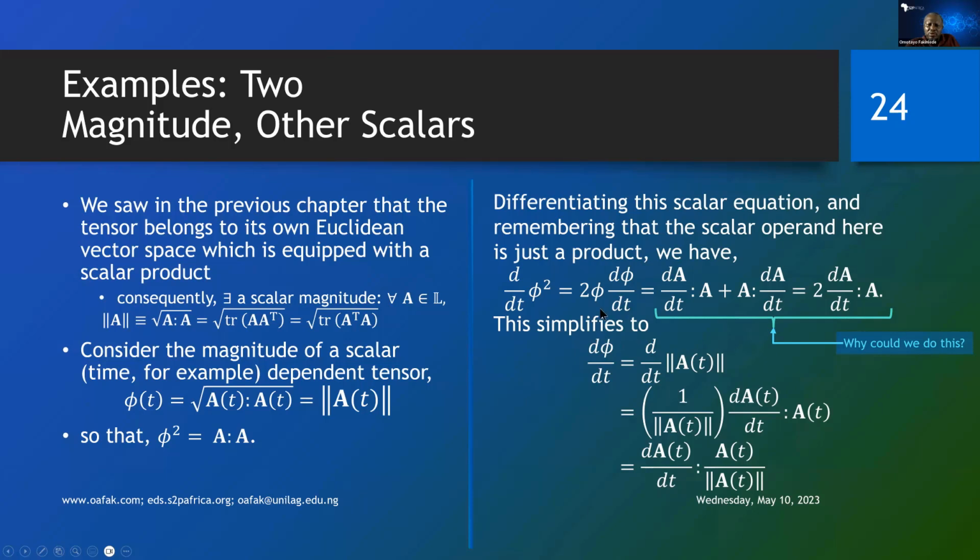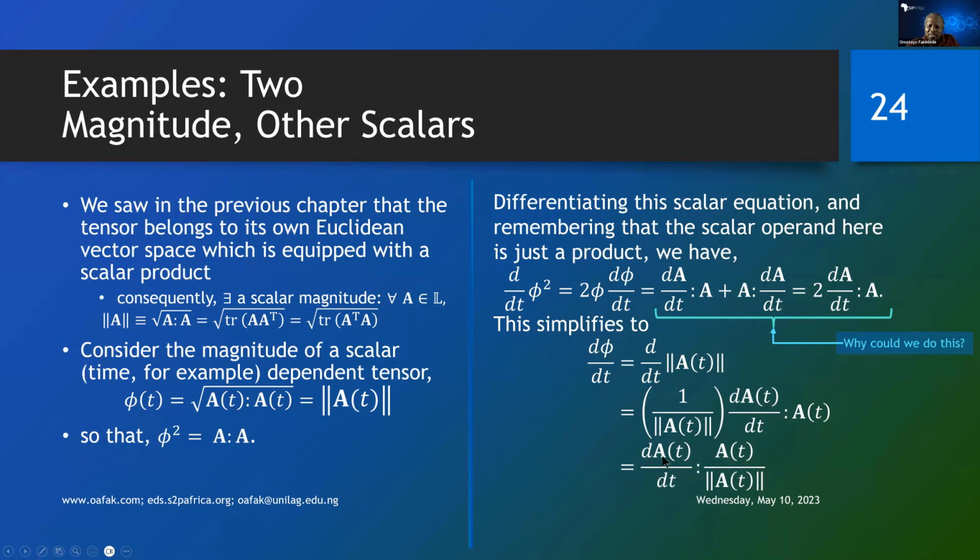And this means that you can now say that d phi dt is simply 1 over phi, which by definition is just the magnitude, 1 over phi times dA dt inner product A. Because this quantity here is a magnitude and it's a scalar, it doesn't matter where you put it, it can be used to divide any of them. So this is just a convenient way to express it. There's nothing sacrosanct about expressing it this way.